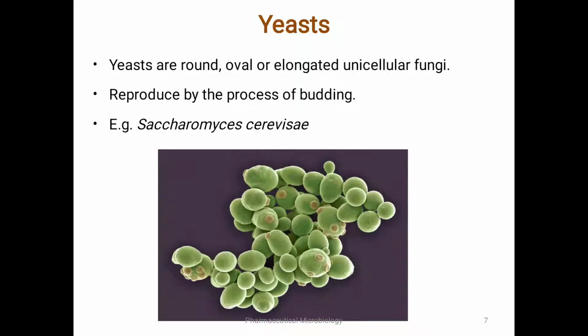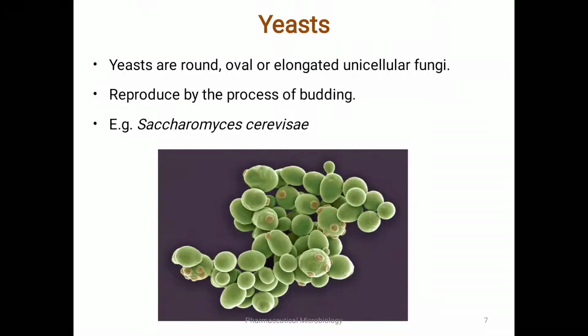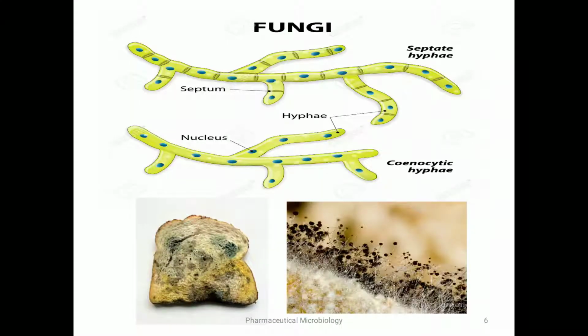Then the next category is yeasts. Before moving on, we will see in detail that generally these hyphae are about 2 to 10 micrometer in diameter. When environmental conditions are suitable, the hyphae grow and form a mass called mycelium, which is visible to our naked eyes. In the image you can see there is a bread. On the bread there is the growth of mold.